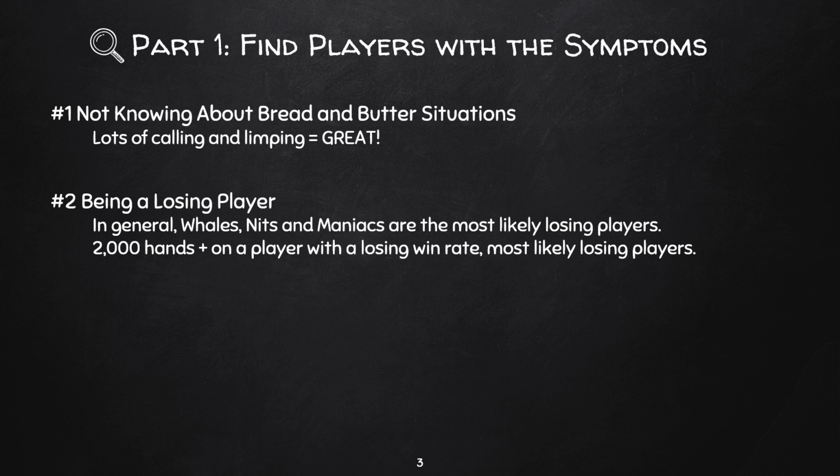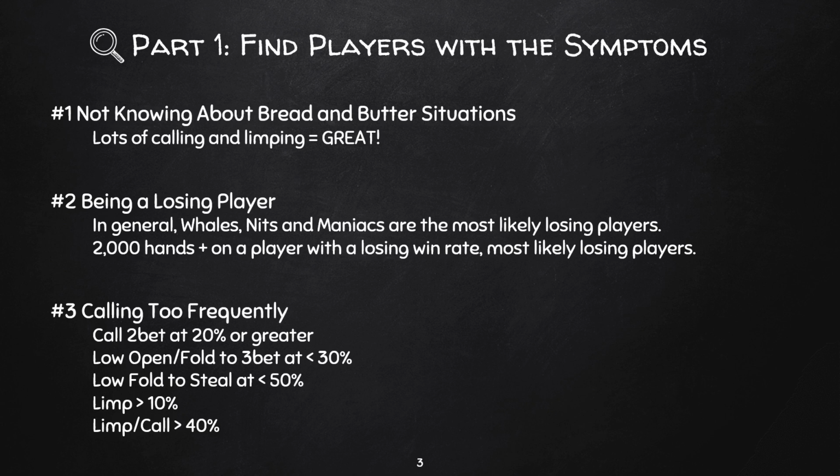So if you look at your database of hands, if you have 2,000 hands or more on a player, and if their win rate is anything positive over that sample, then you want to consider them a potential winning player. Now, 2,000 hands or more, and they have a negative win rate, and especially a big negative win rate, you can probably assume that they are a losing player. Now, the third symptom is simply calling too frequently.